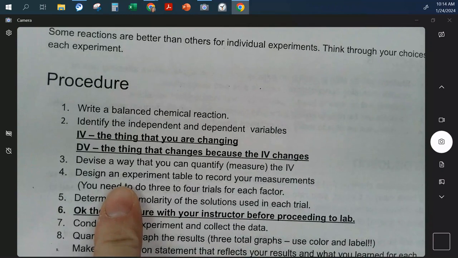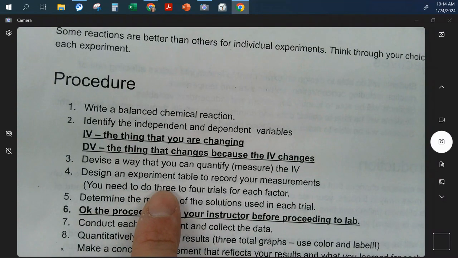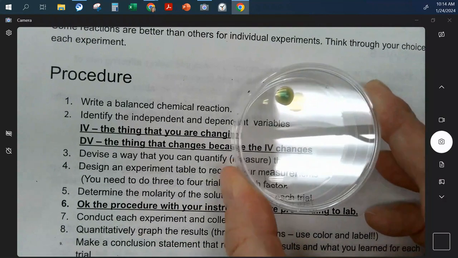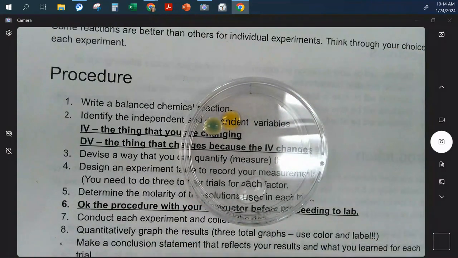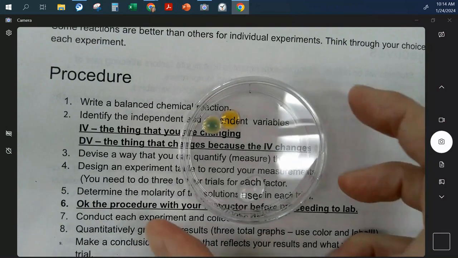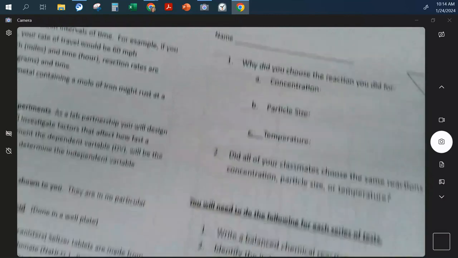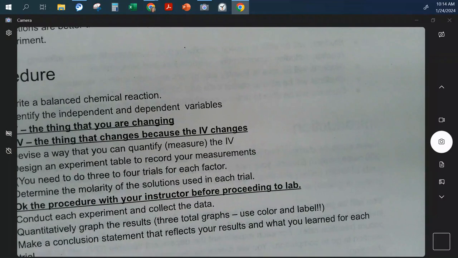And then you're going to come up with a table to record your measurements. And it says, okay, this is a requirement. You need to do at least 3 trials for each thing. So, for example, we did this. Oh, it's starting to turn yellow on the outside. We did this one, that would count as 1. If I heat it up, that would count as 1. If I cool it down, that would count as 1. Okay. If I do particle size, I need at least 3 different particle sizes. If I do concentration, I need at least 3 different concentrations. This packet gives us some ideas on how to set each of these up.